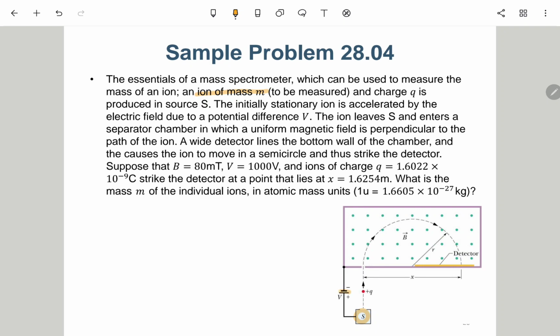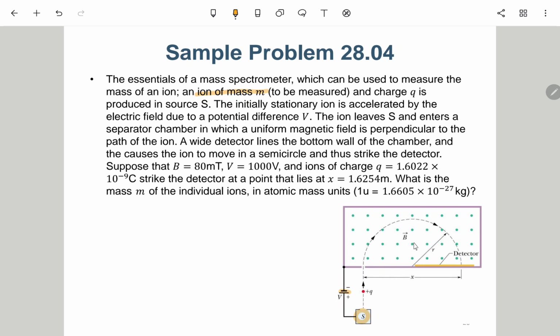那这里有个 battery， 那这里就会从这个底部到这个 source 就会有一个 potential difference， 那有个 potential difference 就会有电场往上的，那这个是正 Q， 所以它就会加速到这个点，那就会从静止到这边有一个起始的速度进入这个均匀的 B field， OK， 大概是这个意思。So the initially stationary ion is accelerated by the electric field due to the potential difference V, and the ion leaves S and enters a separate chamber, in which a uniform B field is perpendicular to the path of the ion.